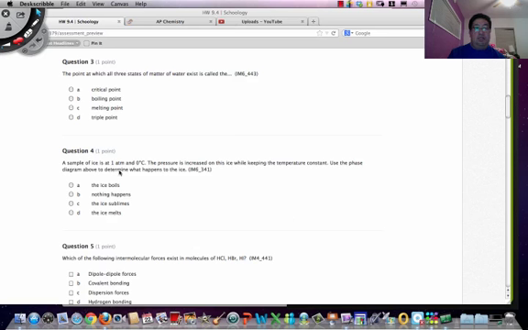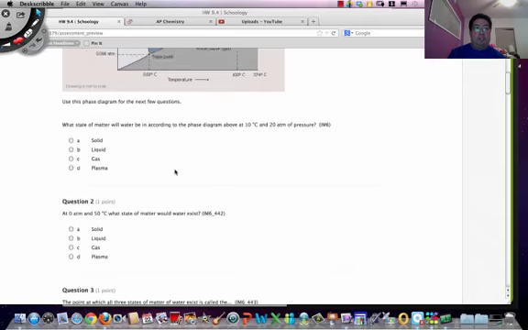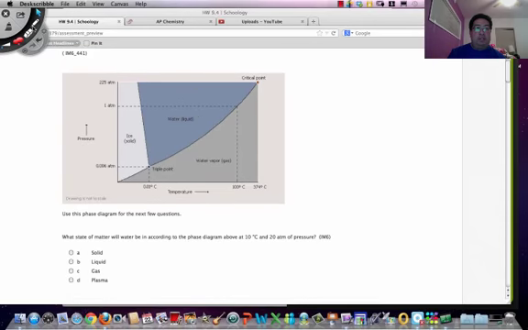Okay, and then for this fourth question, a sample of ice is at 1 atmosphere and 0 degrees, and the pressure increases while the temperature is constant. What happens to the ice? Well, if we're at 0 degrees and 1 atmosphere, we're probably somewhere right around here. And if we increase the pressure while the temperature is constant, you can see you end up passing into that water region. So going from solid to liquid is what process, I'll let you figure that one out.